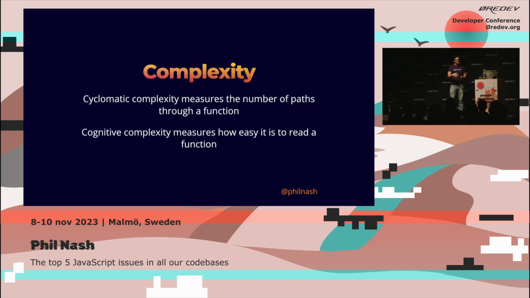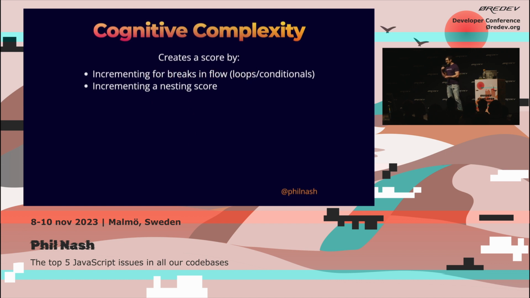There were people at Sonar who came up with this in 2016, and it's still a score similar to cyclomatic complexity, but we've tweaked the way it works. The cognitive complexity itself actually creates a score by incrementing for breaks in flow, so loops and conditionals, as we saw in cyclomatic complexity, but also it increments a nesting score every time you nest further in, and that score is added at the same time as each kind of break in flow.